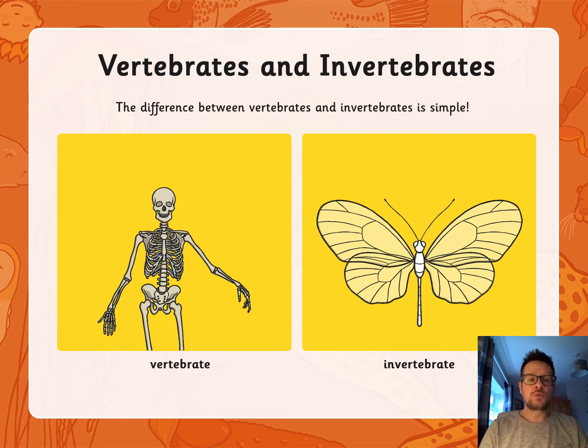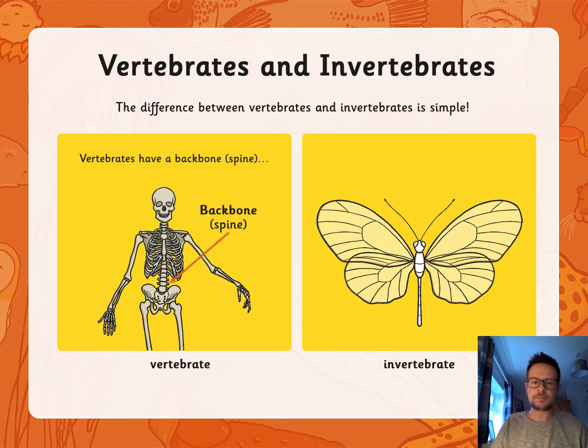Okay, these are 2 really important words, vertebrates and invertebrates. The difference between vertebrates and invertebrates is simple. A vertebrate has a backbone and an invertebrate doesn't have a backbone. And this here, going all the way from your neck down to your pelvis, is your backbone. It's also called your spine. Invertebrates don't have backbones. Vertebrates have a backbone, a spine, and invertebrates don't.